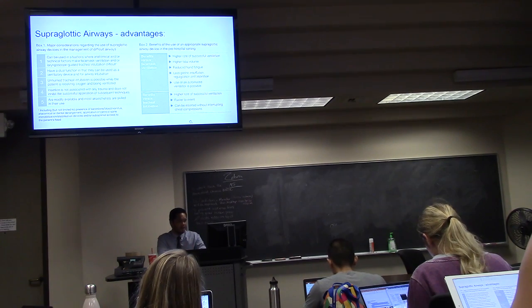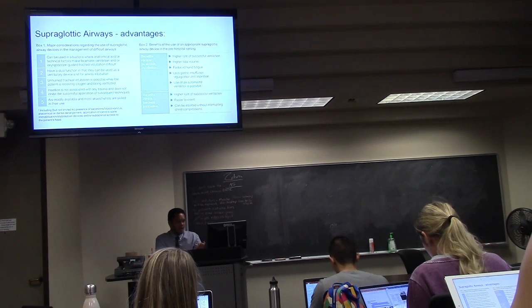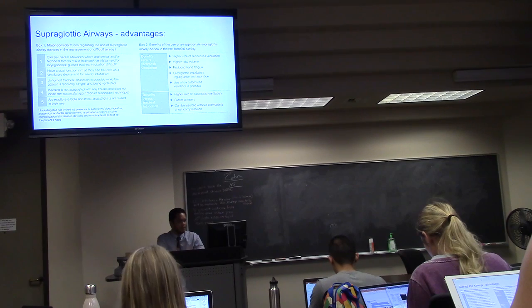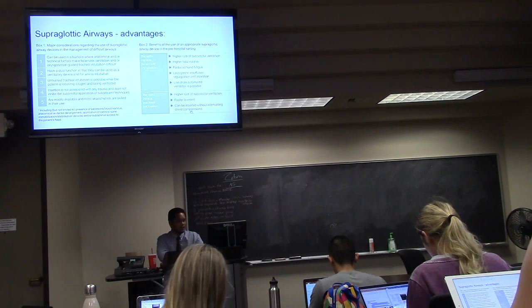Also, you can even save an endotracheal intubation with this because a lot of times you can successfully ventilate them with the LMA. And one of the biggest advantages is that you're not going to cause trauma most of the time with the LMA versus the endotracheal intubation.